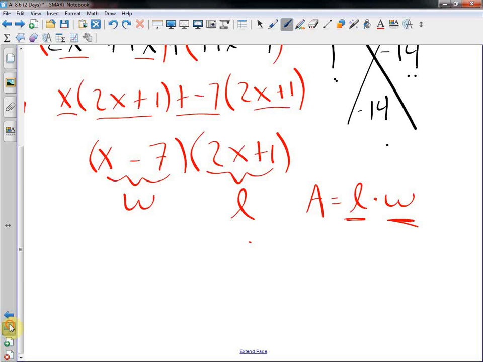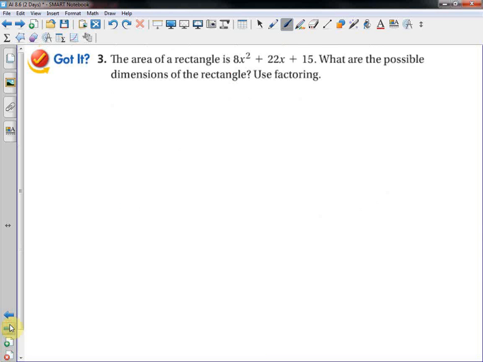Okay, moving on. Here's one for you to try with area of a rectangle. All right, please pause, and if you need help, refer to the previous problem.